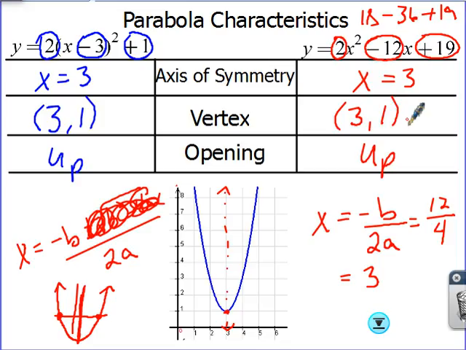Same answer. So in summary, if something is in vertex or transformation form, here and here gives you your vertex. This gives you your axis of symmetry. If this is positive, it opens up. When it's in standard form, if this is positive, it opens up. Negative b over 2a tells you your axis of symmetry, which is also half of your vertex. The other half of your vertex can be found by plugging that x value in, and that'll give you your y value.